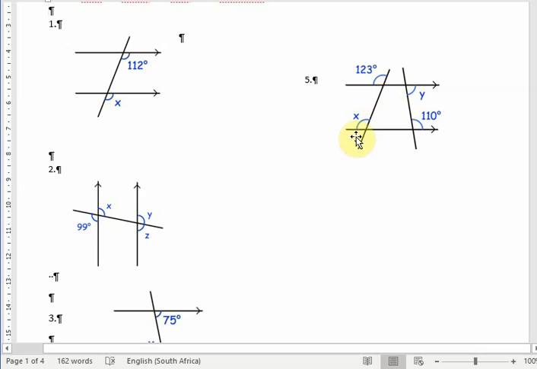That forms an F again. So those two angles, the 123 and the x, are at the same place relative to all the lines. So that means that those two are corresponding angles.